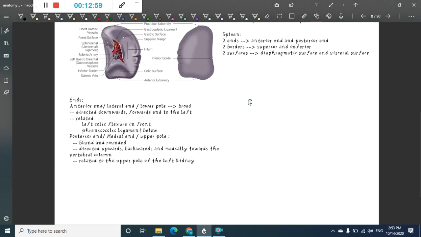So here in this spleen which we are talking about, it has a posterior end and an anterior end. This anterior end is directed downwards, forwards and to the left, and it is related to the left colic flexure. There is the left colic flexure present at this anterior end.